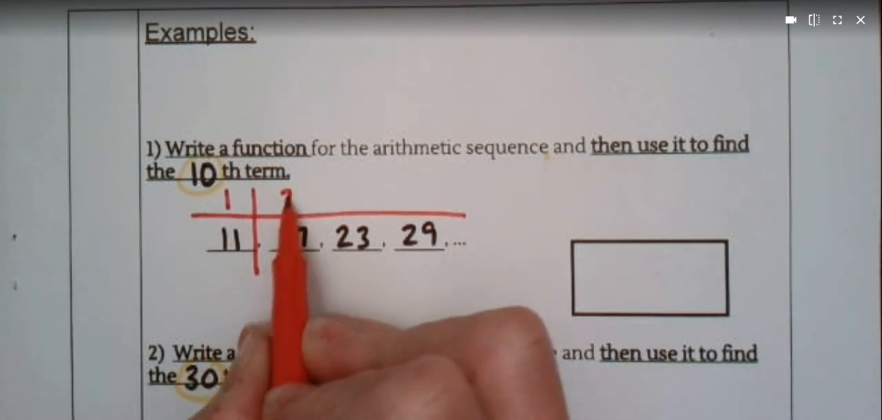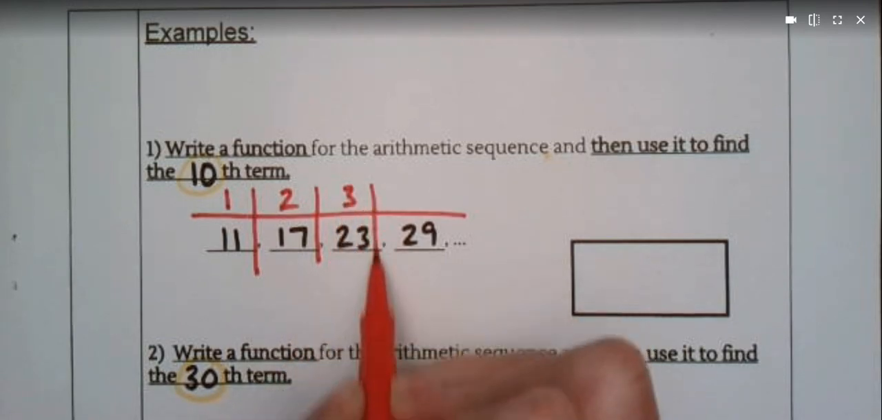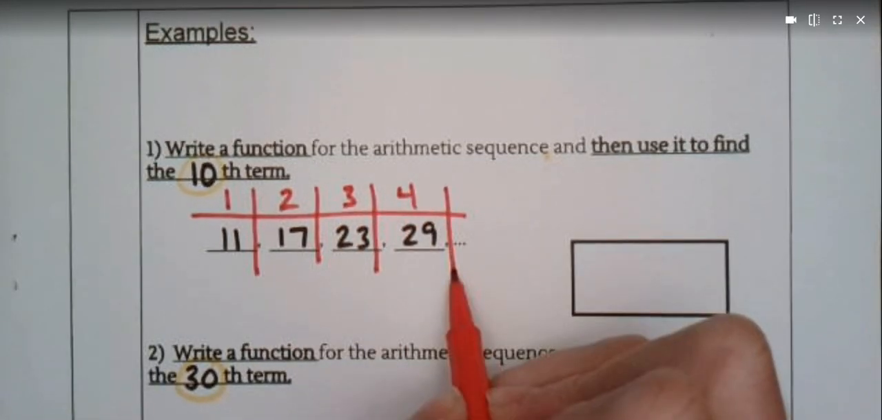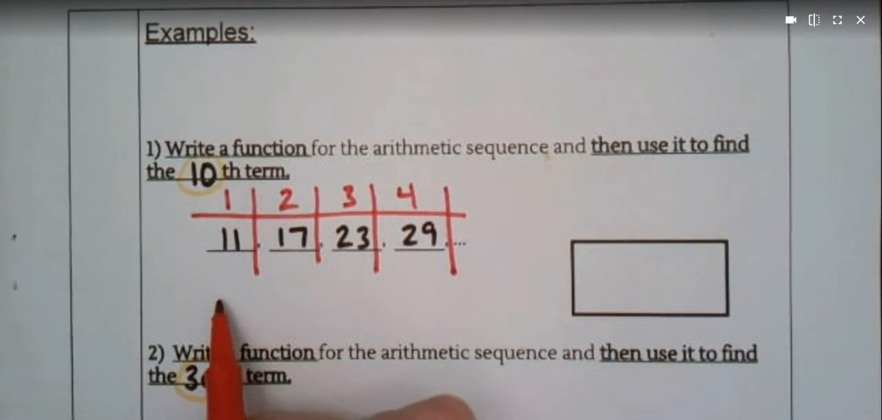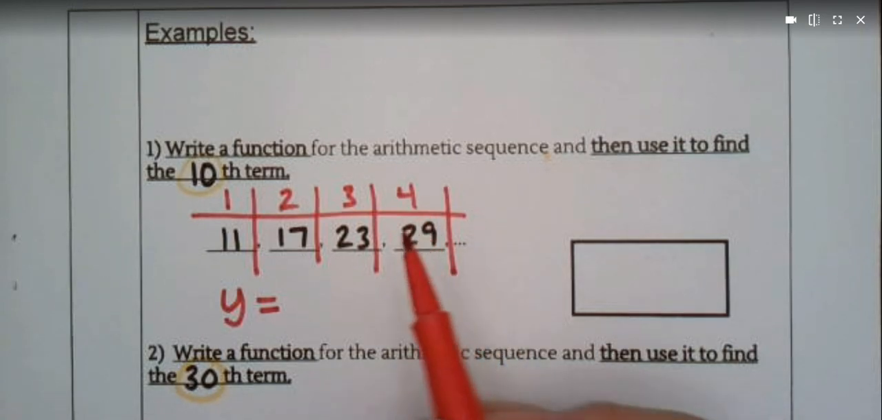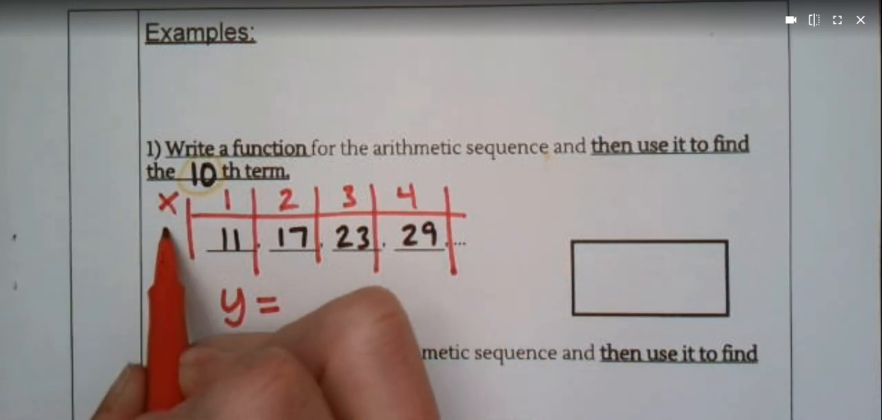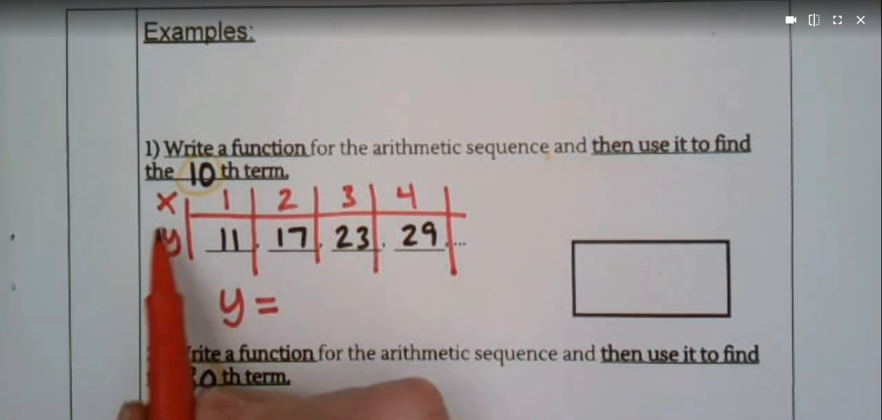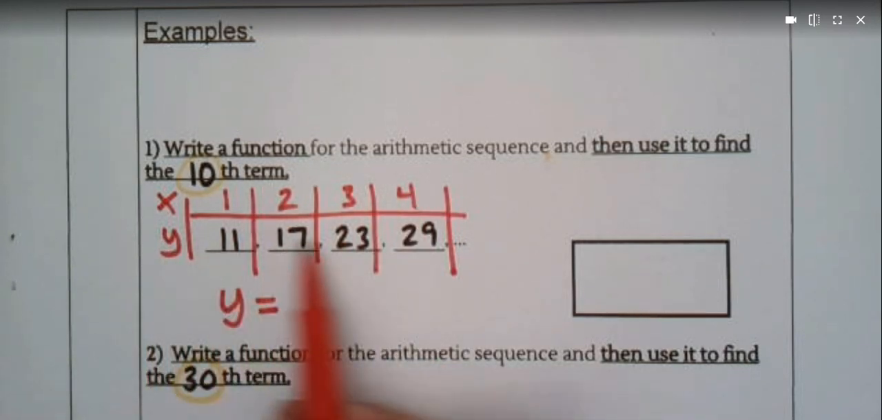Term 1 is 11, term 2 is 17, term 3 is 23, and so on. Now let's begin our function rule, always starting with y equals, or you could do f of x equals. Now let's take a look at the pattern that we see. Remember, x is always on the top, y is on the bottom, alphabetical order.